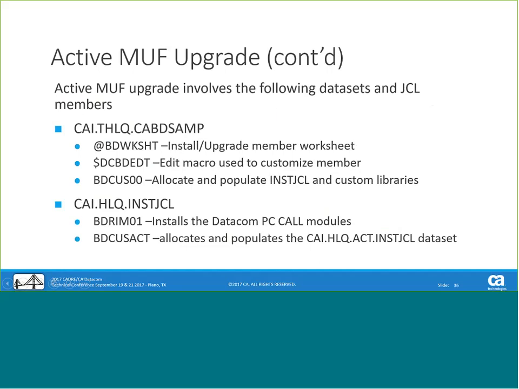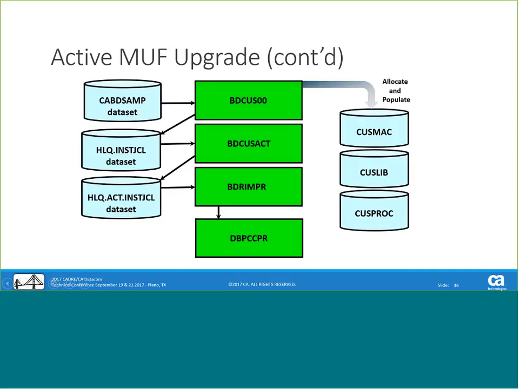Active MUF involves the following data set members, so now this is basically the JCL involved. CUS00 is in the CABDSAMP JCL, and the rest of the upgrade JCL members are in INST JCL. So you modify and execute your custom assemblies. Make sure that you do the customization as necessary for the MUF involved, and it'll create the CUSMAC, CUSLIVE, and CUSPROC data sets with your unique settings in them for those macros. Then it'll also create the INST JCL data set.